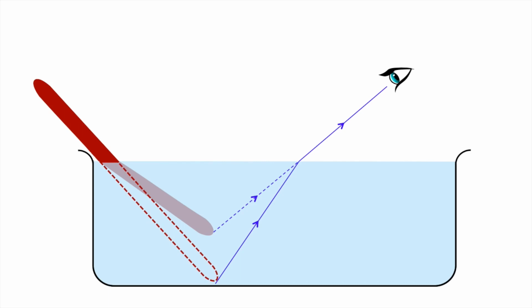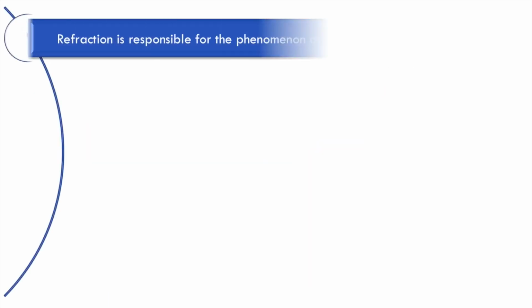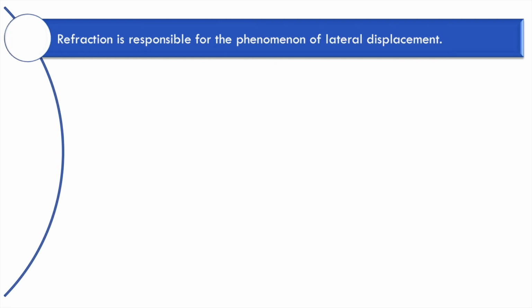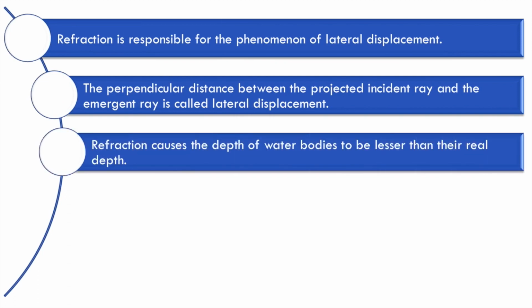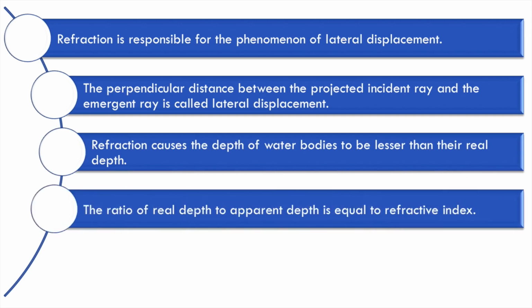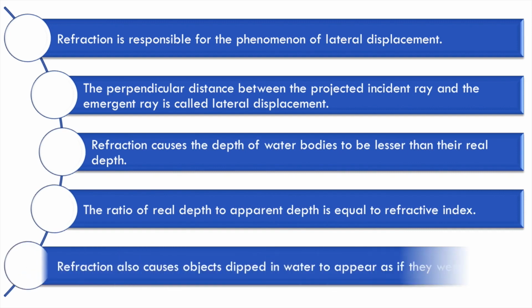And now, the summary of this video. Refraction is responsible for the phenomenon of lateral displacement. The perpendicular distance between the incident ray and the emergent ray is called lateral displacement. Refraction causes the depth of water bodies to be lesser than their real depth. The ratio of real depth to apparent depth is equal to refractive index.